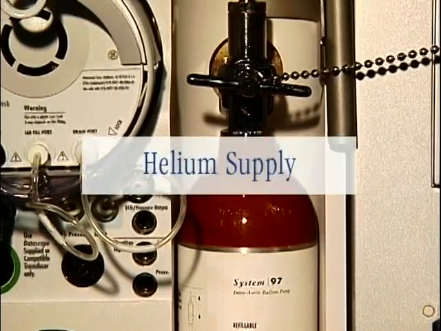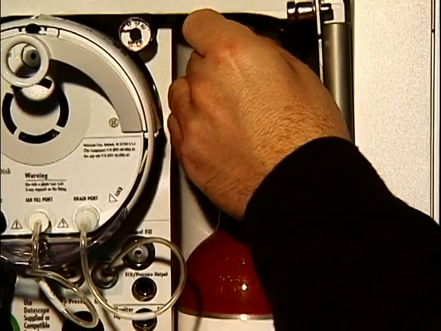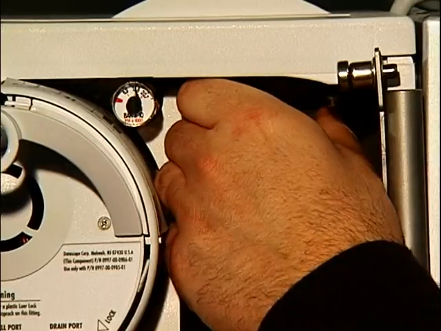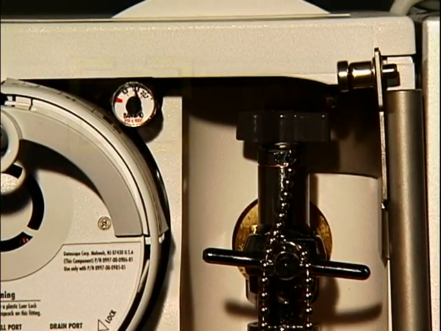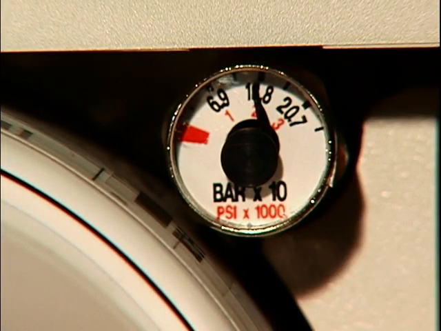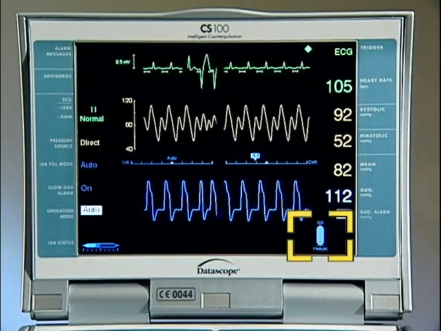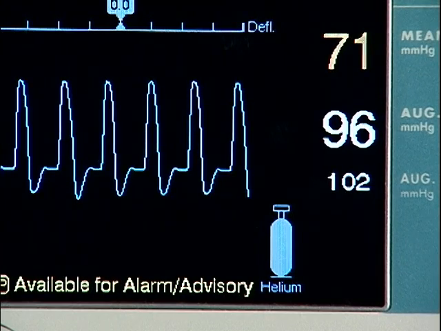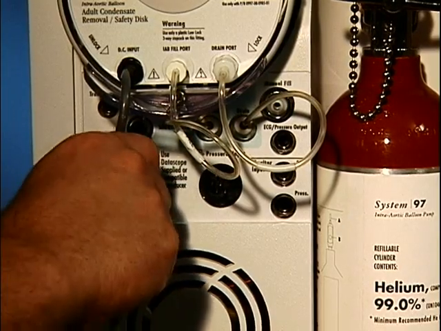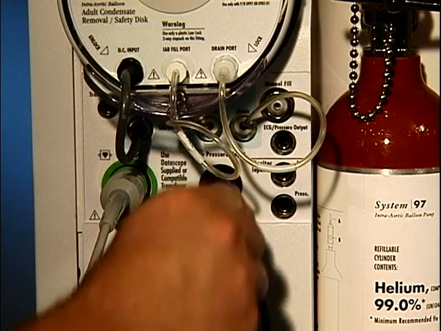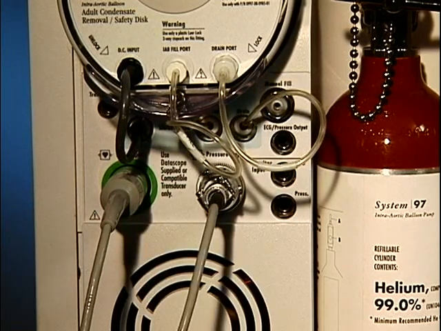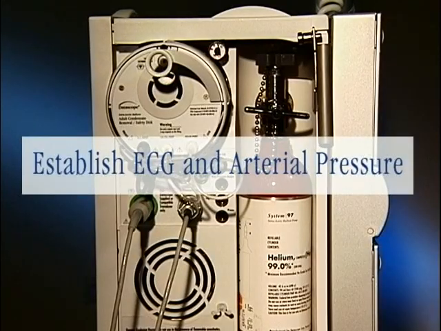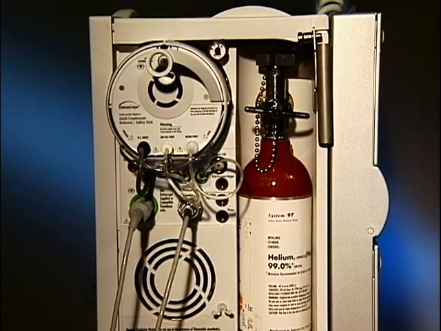Open the helium tank by rotating the provided tank wrench counterclockwise and verify helium pressure. The pressure gauge at the rear of the pump and the helium icon here on the monitor will then indicate the level of helium in the tank. Plug a Datascope-compatible ECG cable and pressure transducer into the back of the CS100 to establish ECG and arterial pressure.